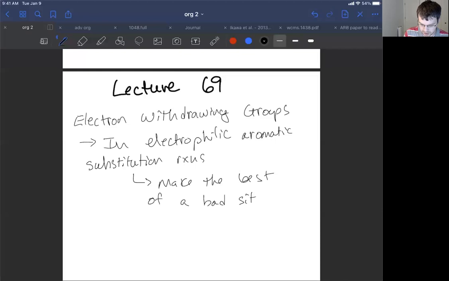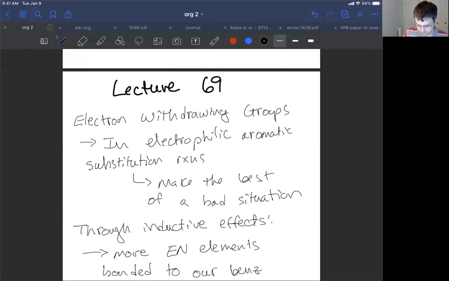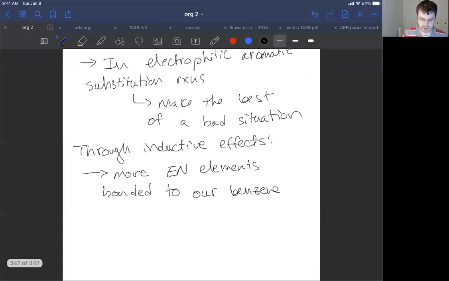So we've already touched on how these work by inductive effects. So if we say through inductive effects, I want you to think about differences in electronegativity, where we have more electronegative elements bonded to our benzene.